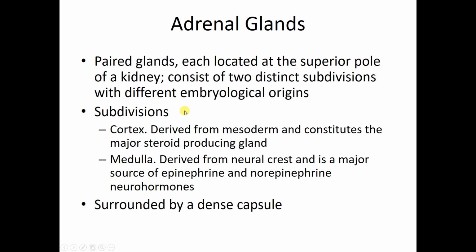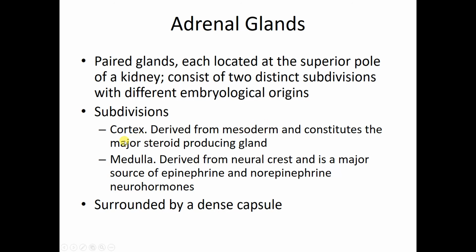So, subdivisions. Adrenal glands are subdivided into the cortex and medulla, and the cortex and medulla are derived from different tissues. A little bit of this formation resembles the formation of the pituitary gland. The cortex is derived from the same tissue as the kidneys are produced from. It's a mesoderm.